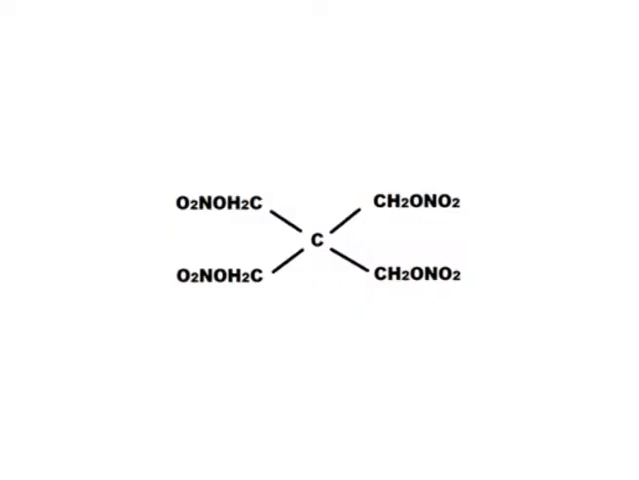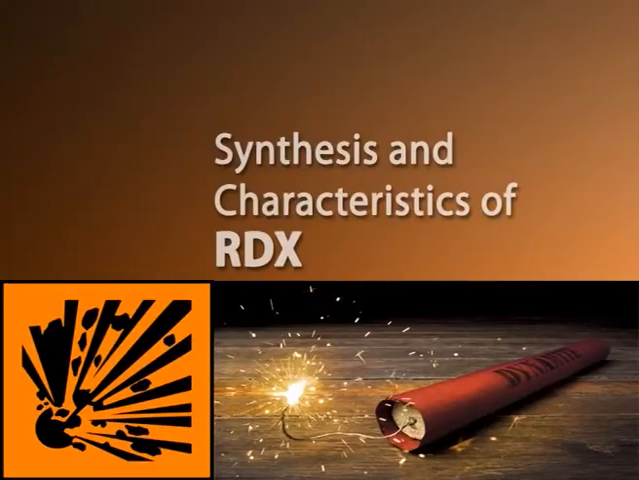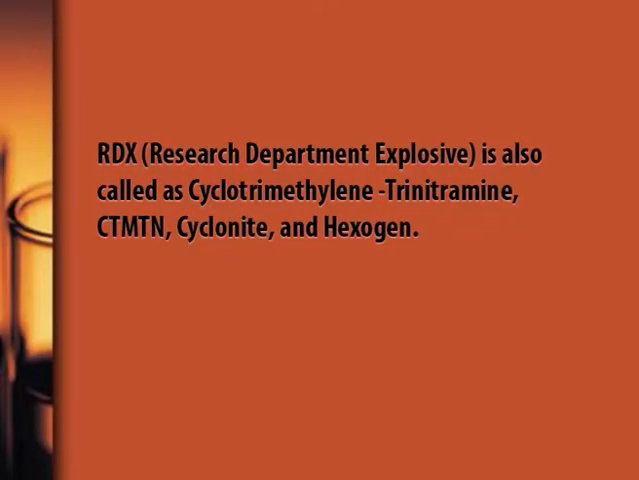In the course of World War II, RDX was utilized more than PETN because PETN was more sensitive to impact and its chemical stability was poor. RDX, Research Department explosive, is also called cyclotrimethylene trinitramine, that is CTMTN, cyclonite and hexogen. It is made by the nitration of hexamine, itself prepared from formaldehyde and ammonia.